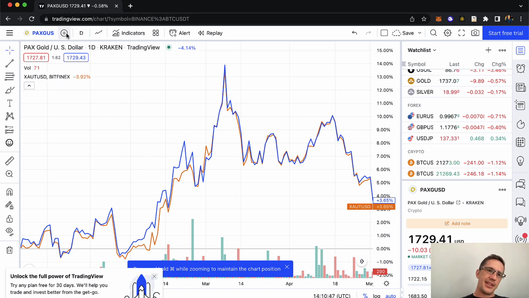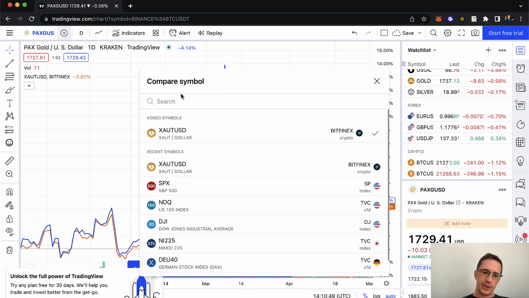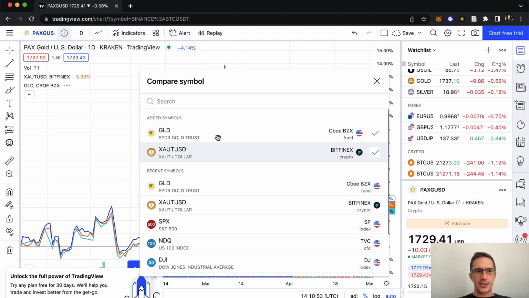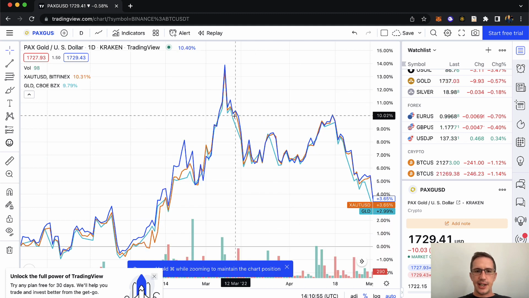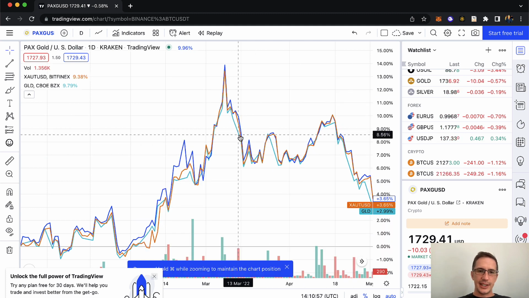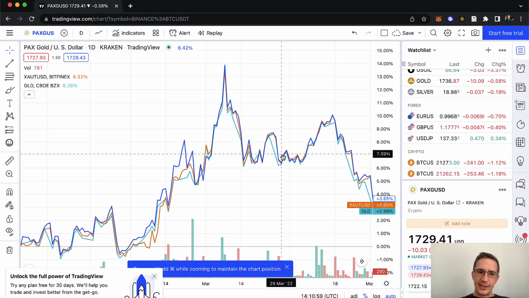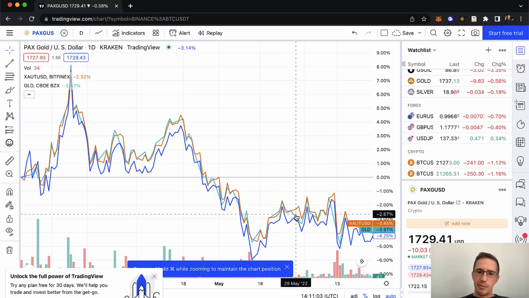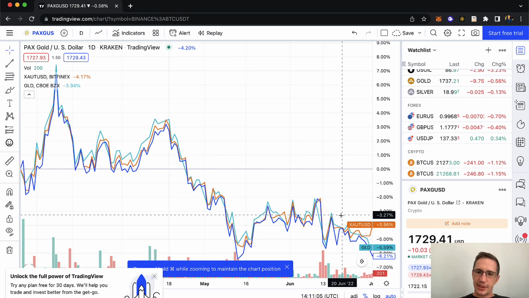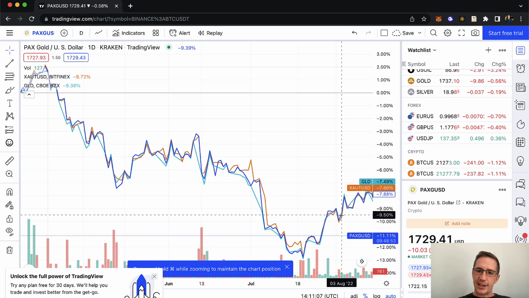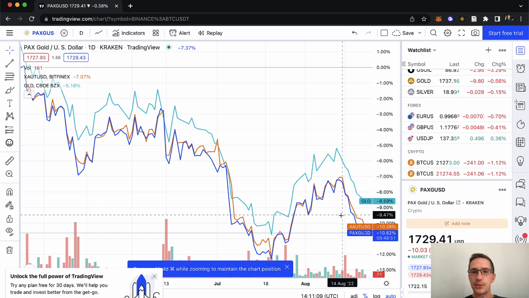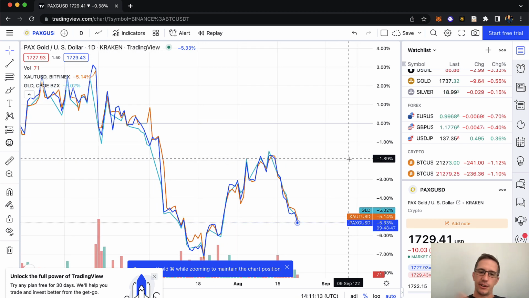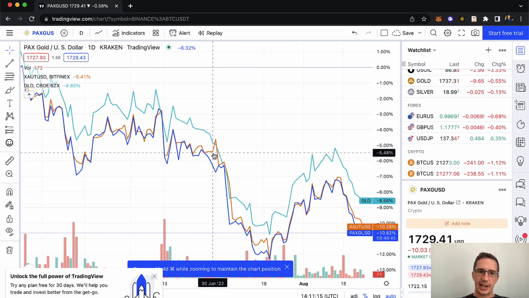So we have that, and then if I add on another one, which is the GLD, this is what I found really interesting. When you add GLD here, which is this light blue line, you can see that these prices clearly all follow the gold price, but they're not all exactly the same. They seem to continue diverging and converging back together again.